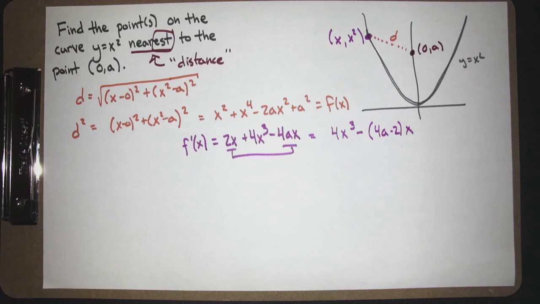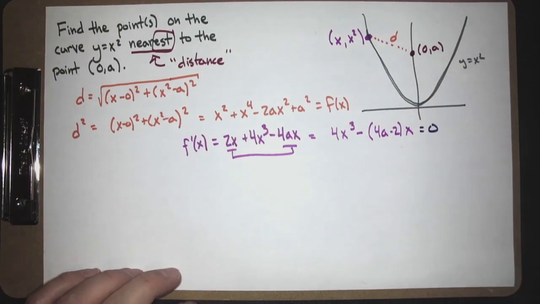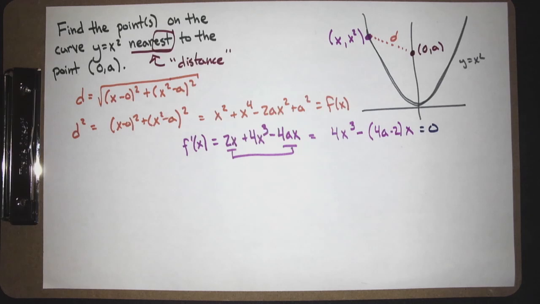Now what do we do? Okay, find critical points. So what do we need to do? Set this equal to 0. Oh, this is going to be fun. We've got a cubic. Ha ha ha. Okay. So, anything we can do to help solve this?